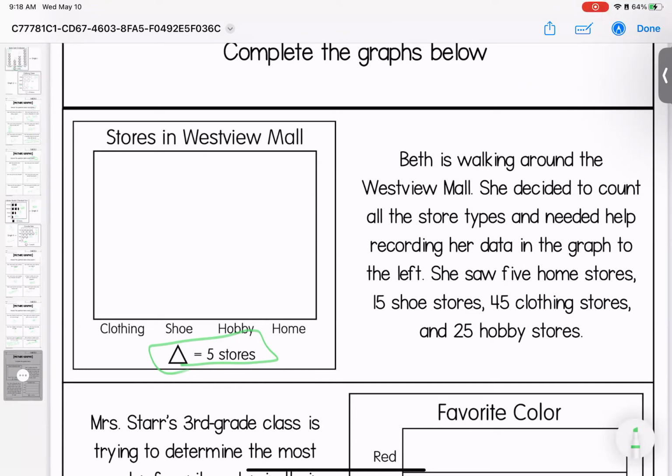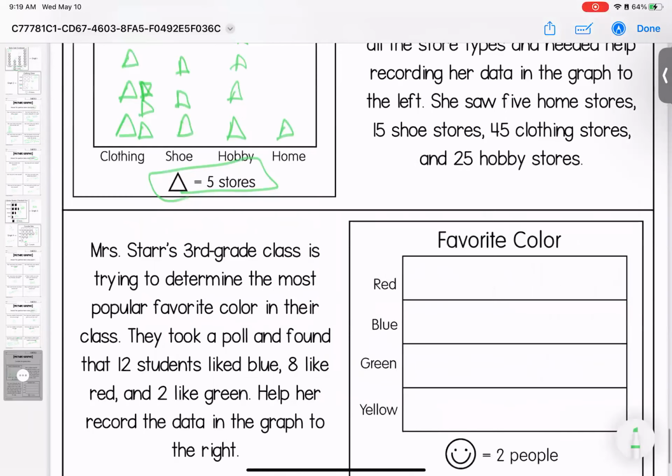So starting off with clothing, it's the first one. It's 45, counting by 5's: 5, 10, 15, 20, 25, 30. Oh, I'm not going to fit them all. 35, 40, 45. Let's pretend that that's just one stack. Didn't have enough space. Shoes, 15: 5, 10, 15. Over for hobby, we saw 25 in total: 5, 10, 15, 20, 25, and home was only 5. So that's what my first chart would look like. Again, for clothing, I should have made them a little smaller so they could fit in one row, but we get the idea with that one, okay?